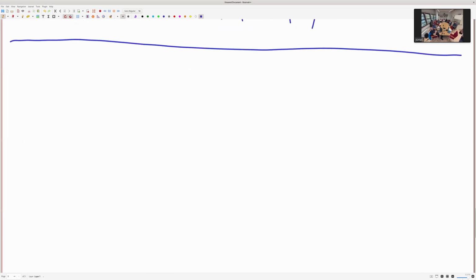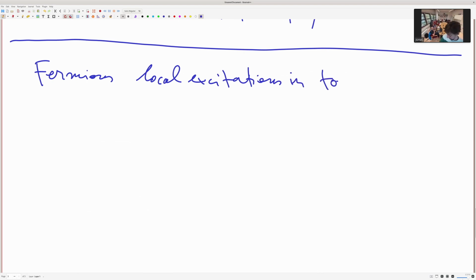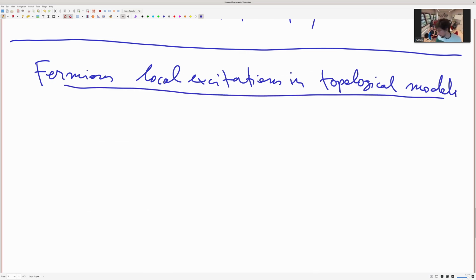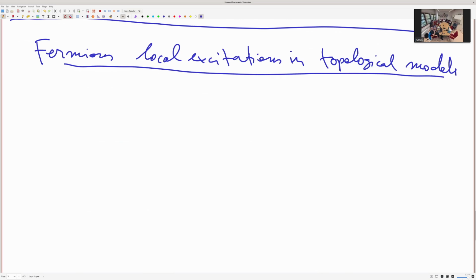Okay, so what I wanted to give now is an example of how fermions can also appear as local excitations in topological models. Here the nice thing is that it is local. The not so nice thing is that one has to work a bit harder to get it out, but hopefully we'll get there.